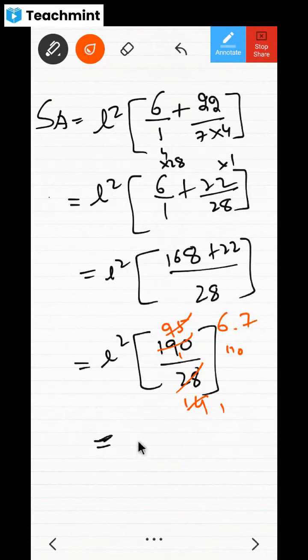So that's it. So I get it as L square into 6.7. So don't you think that it is 6.7 L square, dear children? Surface area is equal to 6.7 L square.